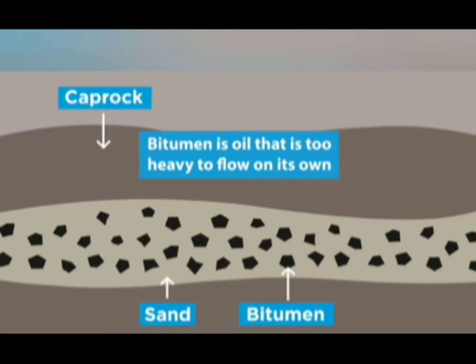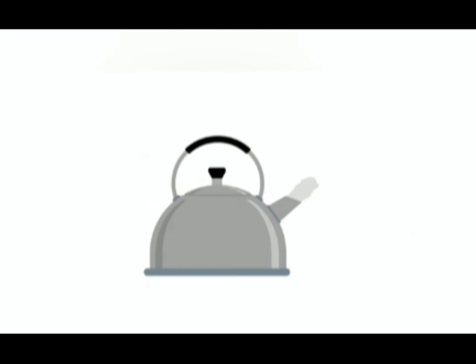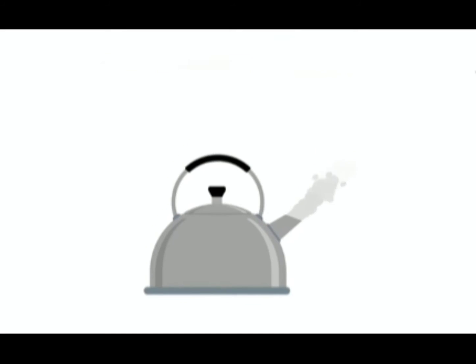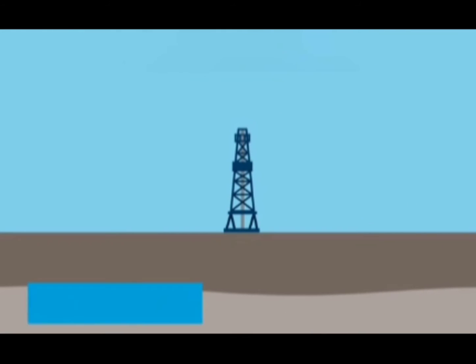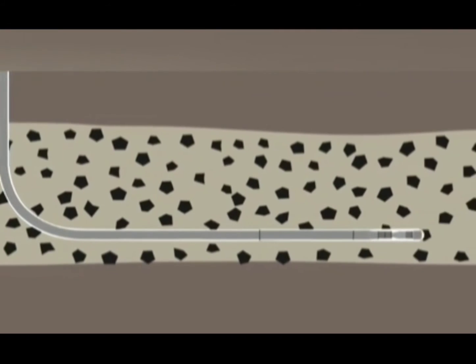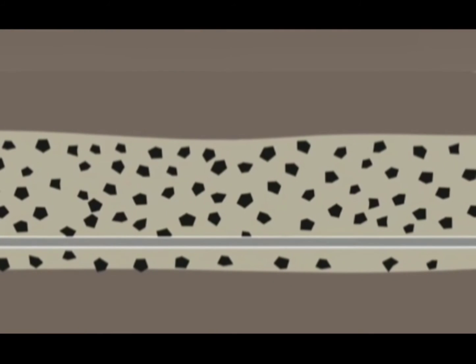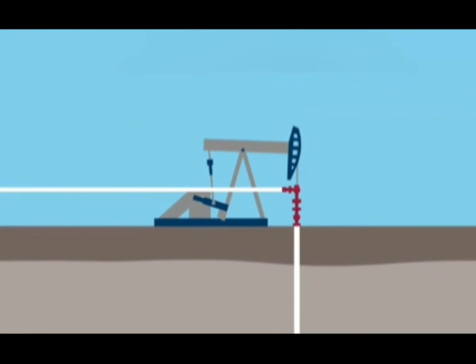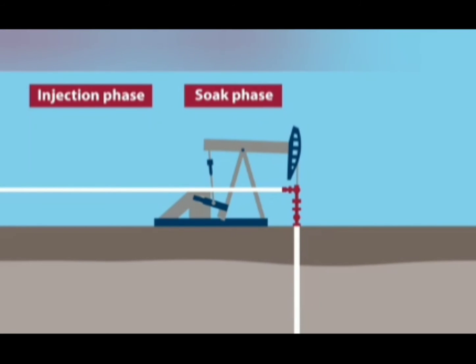In CSS, steam soaks into the oil-bearing formation, warming the bitumen so it can be pumped to the surface. The operator drills a well down to the target formation and then extends the well horizontally to access more of the reservoir. CSS is a three-phase process: the injection phase, the soak phase, and the production phase.